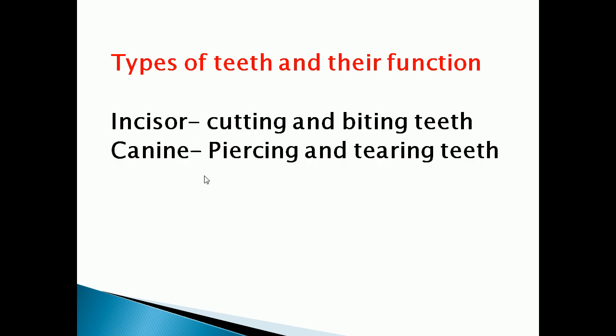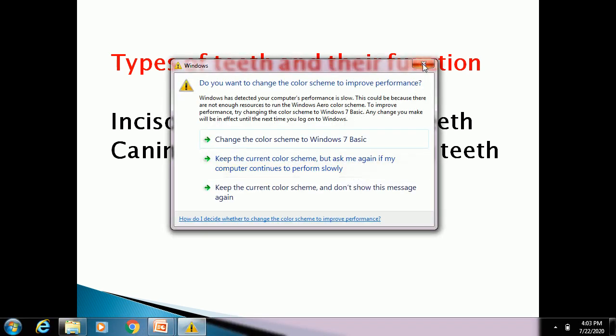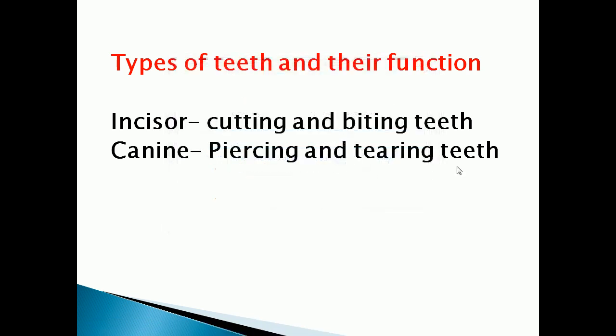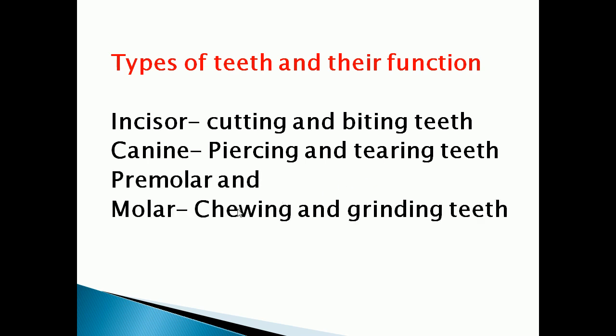Then canine, it is used to pierce and tear the food particles. If you are eating meat, we tear it with the help of our teeth. So canines are used by animals to pierce and tear food. Then premolars and molars are used for chewing and grinding the food particles.